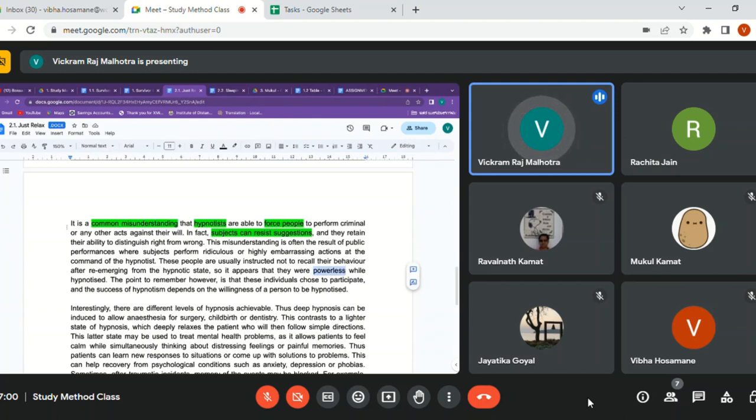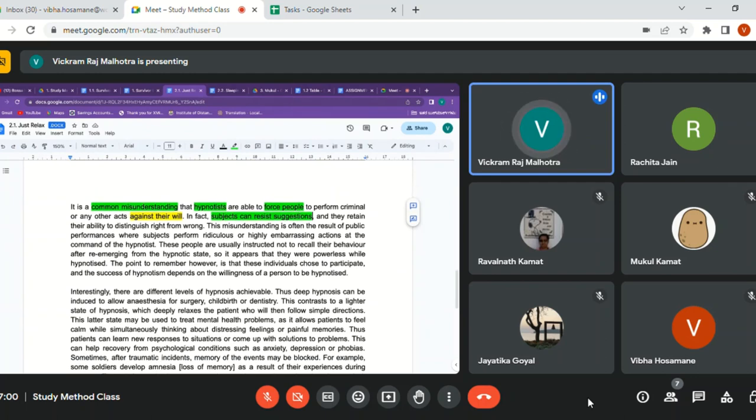Actually, the entire paragraph is only telling you that the person being hypnotized does not lose control, and that the hypnotist cannot force the person to do anything against his will. That's all it is saying. So maximum I can highlight this, even this is not required, very light, I'll put in yellow. Common misunderstanding, hypnotists force people against their will. Subjects can resist suggestion. Basically, that's all it means. That's all that is important in this paragraph. Nothing else is important. Anya, Mukul, do you think something else can be highlighted?